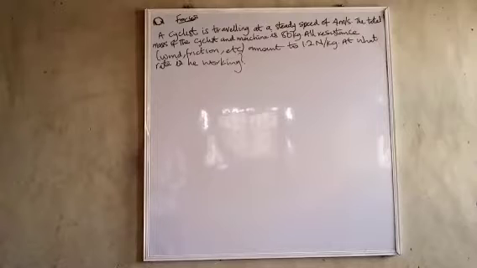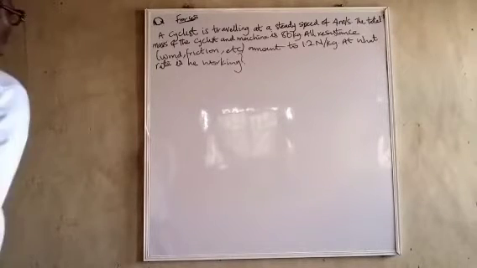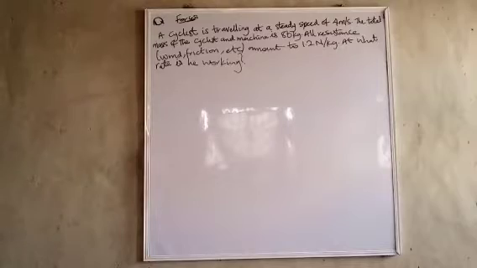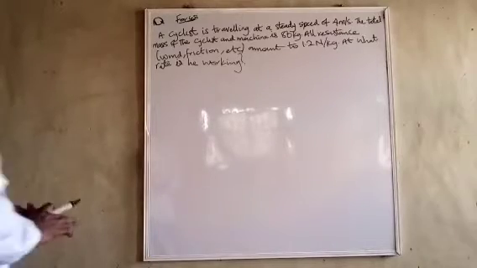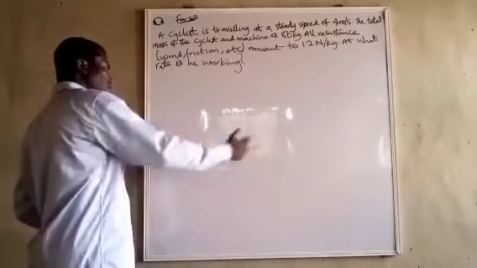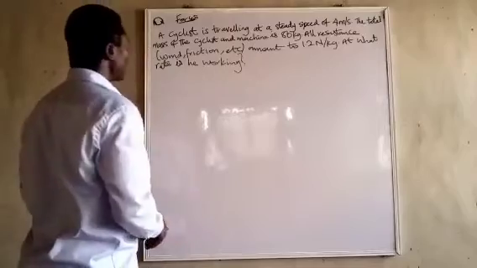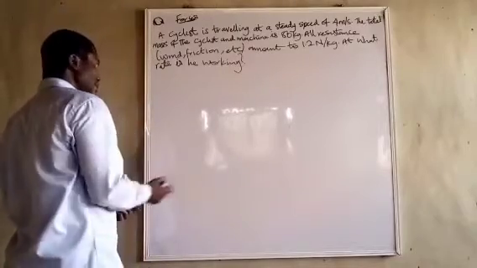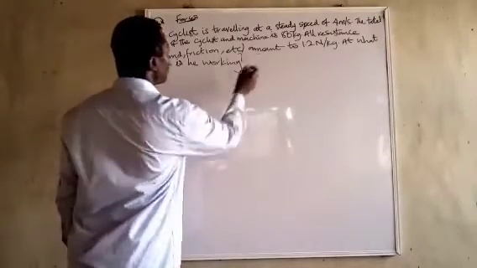A cyclist is traveling at a steady speed of 4 meters per second. The total mass of the cyclist and machine is 80 kg. All resistance, wind, friction, etc. amounts to 1.2 Newton per kilogram. At what rate is he working? We can get this by calculating the work and then calculate per second, or we use our normal derivative of mv. We have known the force.